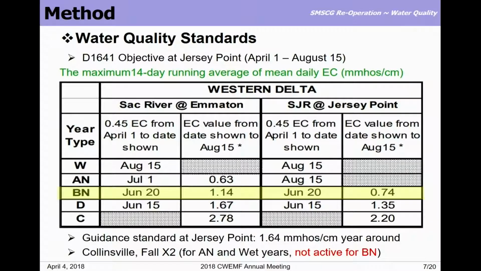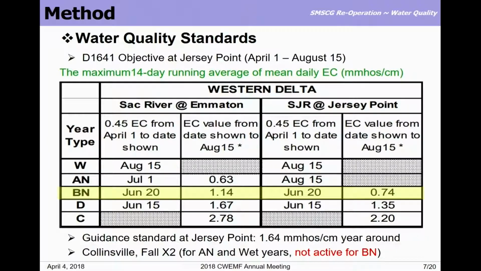One is, as you are all familiar with, D1641, and especially this year is a below normal water year, so this is the standard we're going to apply. From April to June 20th, we have a 0.45 EC, we need to stay low, and another one is from June 20 to August 15, that's 0.74. We need to beware.